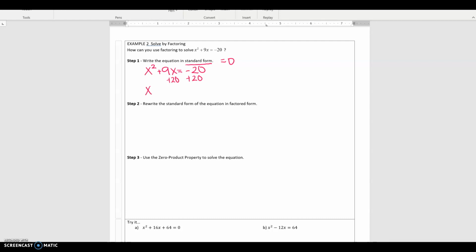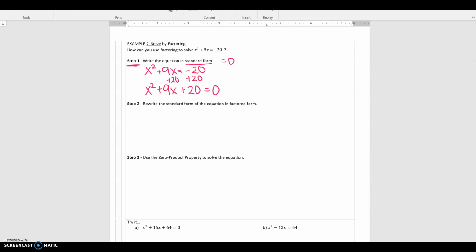It's going to go right on the other side of it. So we're going to have plus 20 equals 0. So again, the x squared can't go with the x. They're not like terms. The 20 can't go with the x squared or the 9x. It goes to the other side of it. Okay, so that's step 1.